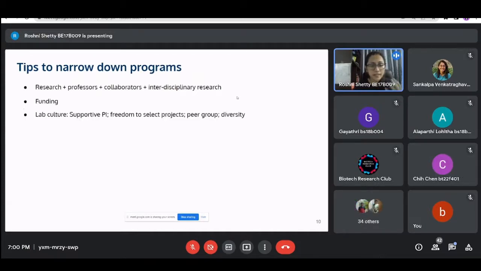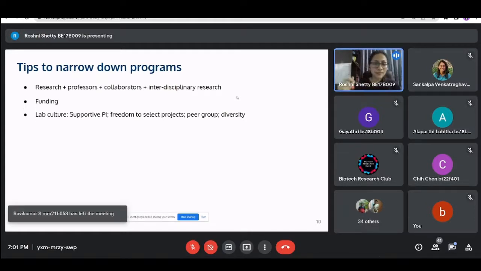You would want a very supportive PI, who is going to give you the freedom to do the type of research you want, and at the same time give his or her inputs. And also the lab diversity, how people are from different countries. All these things are also important, because at the end of the 4 or 5 years, you want to be happy being in that place.